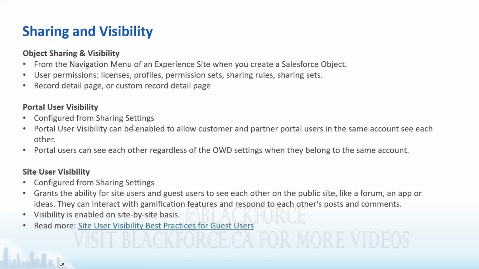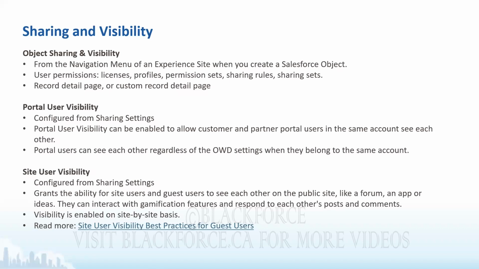All right, so moving on to portal user visibility and site user visibility. The portal user visibility is configured from sharing settings. It can be enabled to allow customer and partner portal users in the same account to see each other. Portal users can see each other regardless of OWD settings when they belong to the same account.